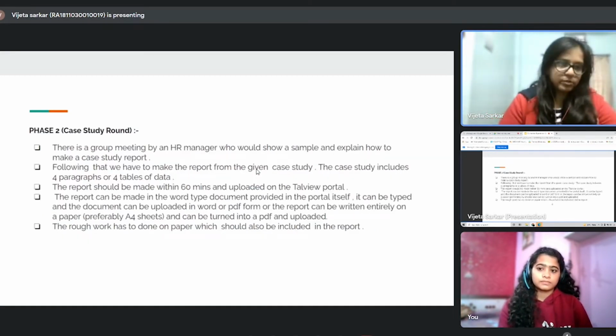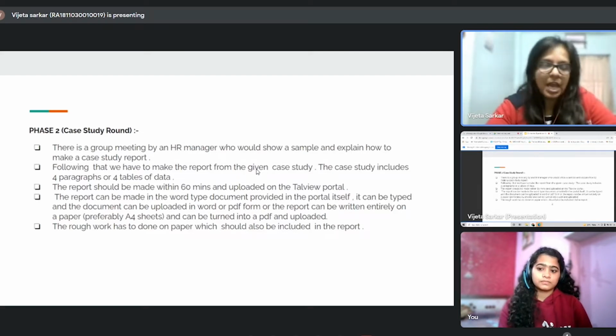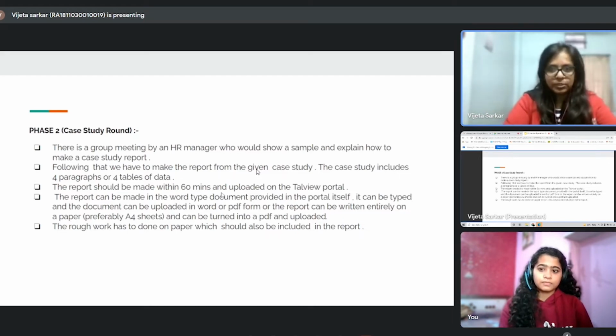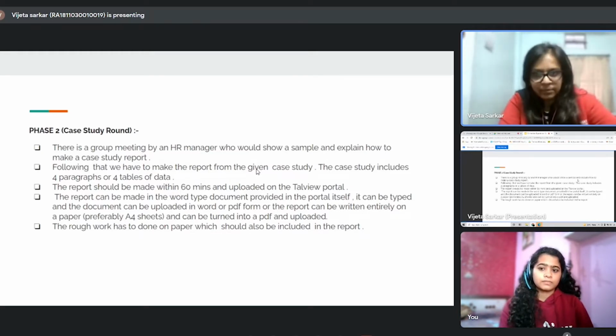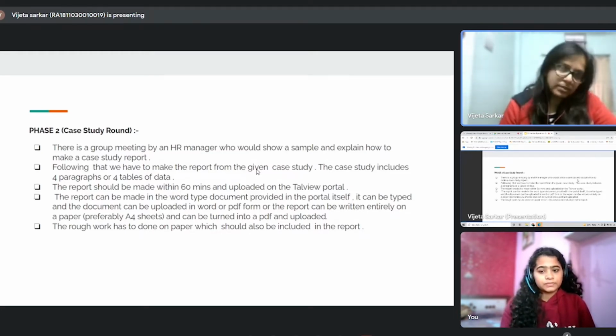Moving to the phase two round, there was a gap of about 2 weeks between these two rounds. The list of the shortlisted students who got promoted to phase two would be provided by the college. In this, the procedure starts at 8 in the morning. There is a group meeting by a ZS HR manager who would show a sample and explain how we have to make the report out of a case study. And we need to do the same thing.